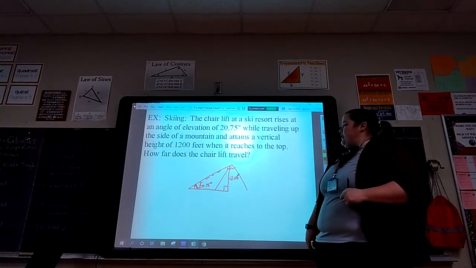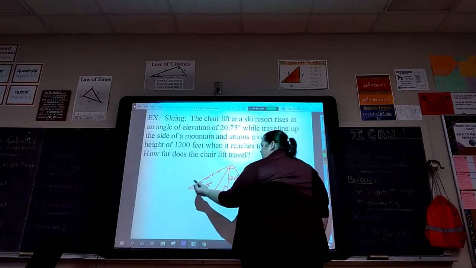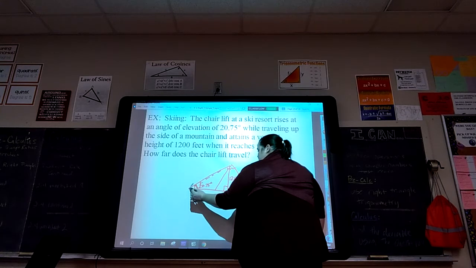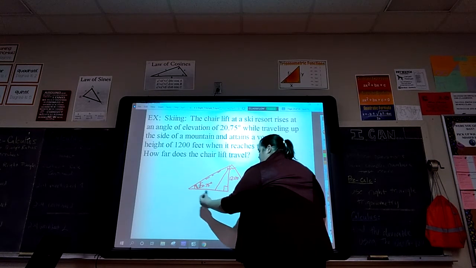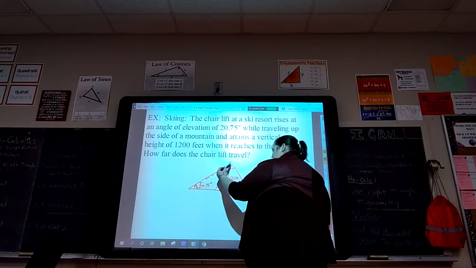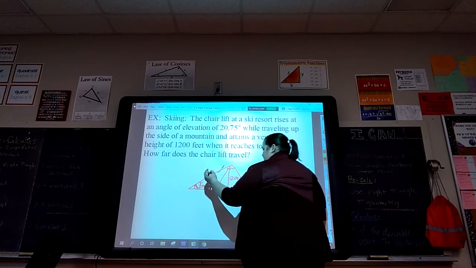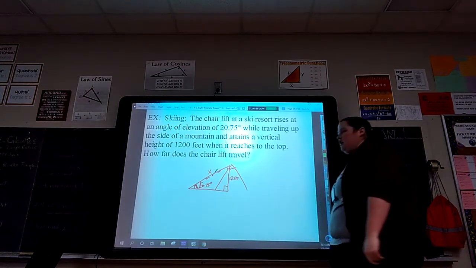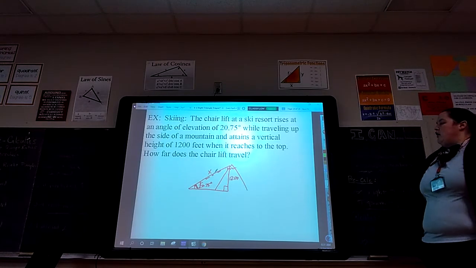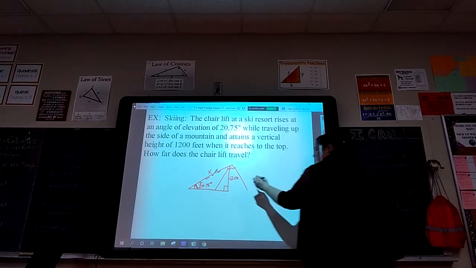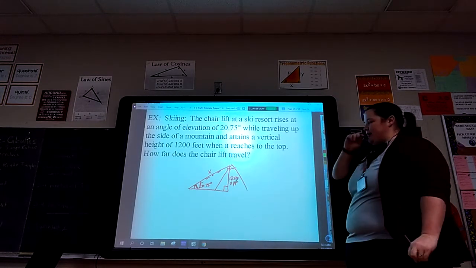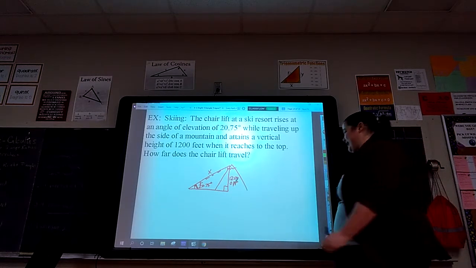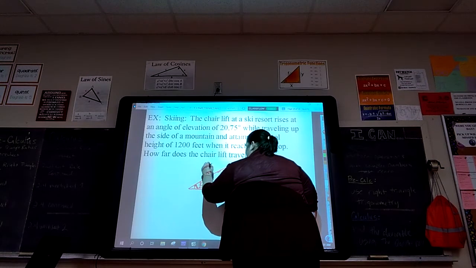So, we're trying to find how far the chairlift travels. If it starts down here on the ground and travels up to the top of the mountain, are we finding the horizontal distance or the diagonal distance? So we know that this is the opposite. We already said that out loud. What other side are we trying to find? Hypotenuse. So which trig function can we use?